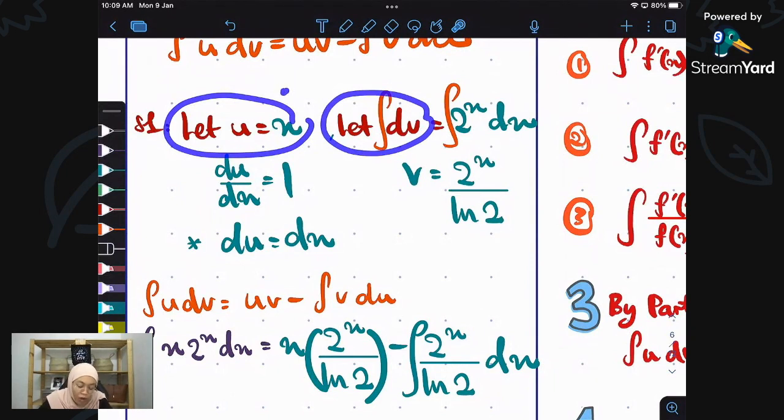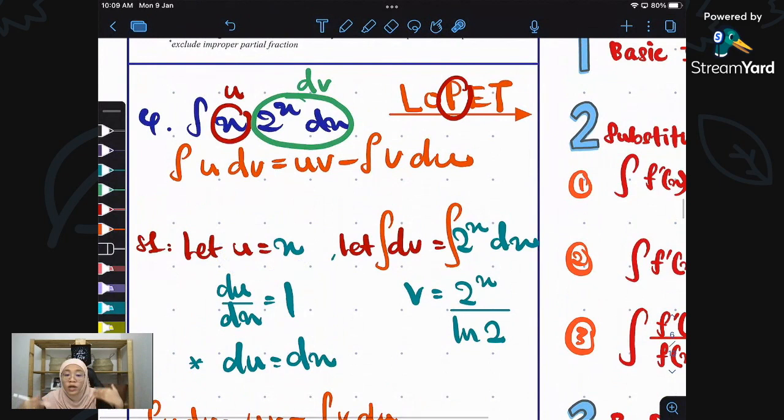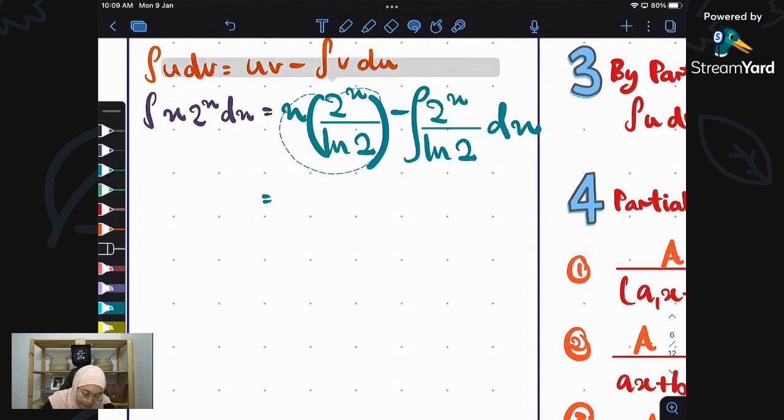Kalau dari sini step 1 pun dah salah, habis semuanya salah. Okay, remember this. You must let u correctly. How do you make sure you are doing it correctly? You must make sure you use this LAPD. You remember this LAPD technique says that, oh, polynomial that comes first. That's why it will become your u first. Okay, that is the tips of integration by parts. And so I simplify these things. I will get, this can remain, nothing change anyway.